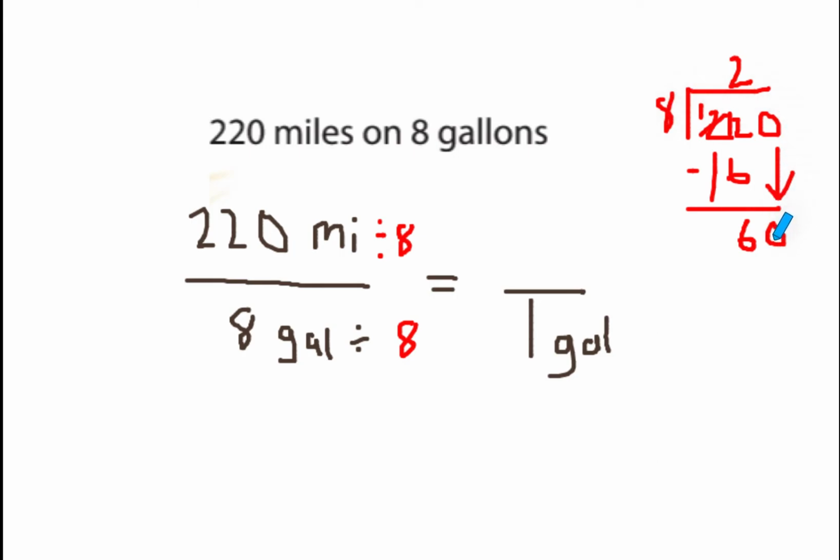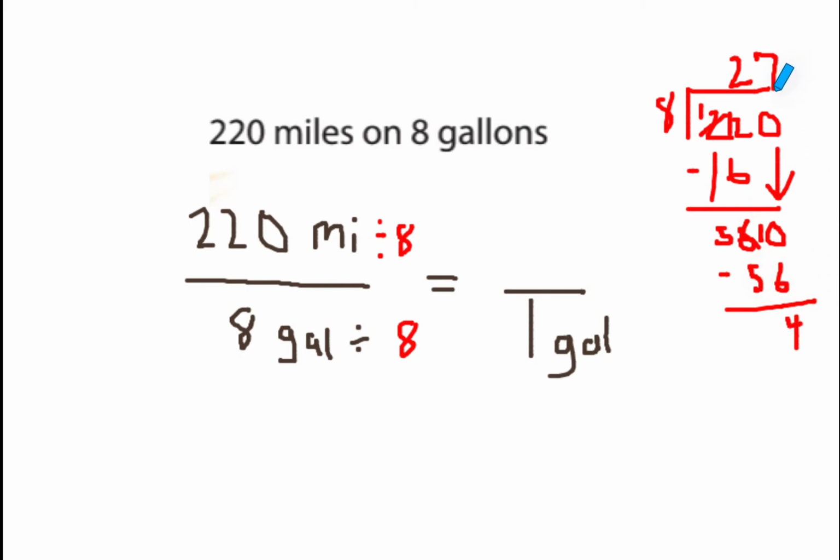8 goes into 60 how many times? That is right, 7. You get 56. Subtract. You borrow. That becomes a 10. That becomes a 5. 10 minus 6 is 4. 4. And that is 5 minus 5.